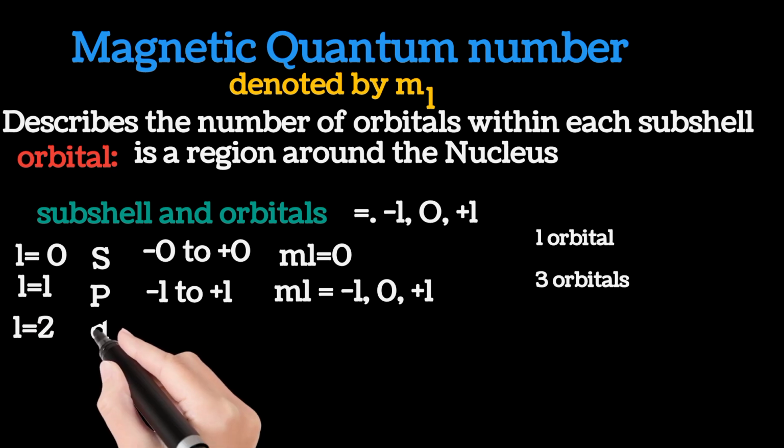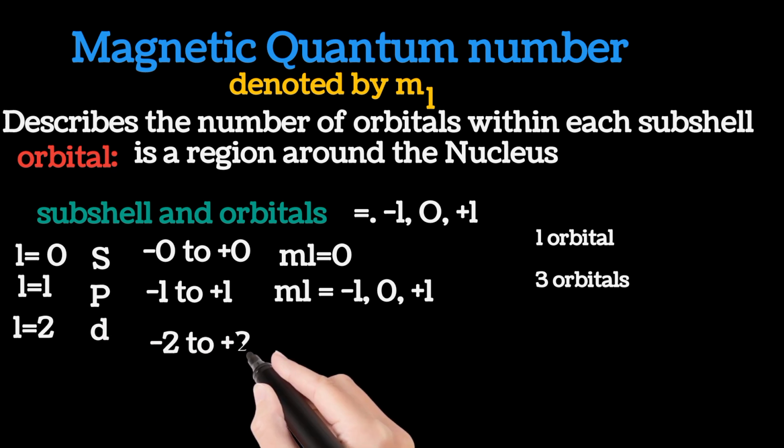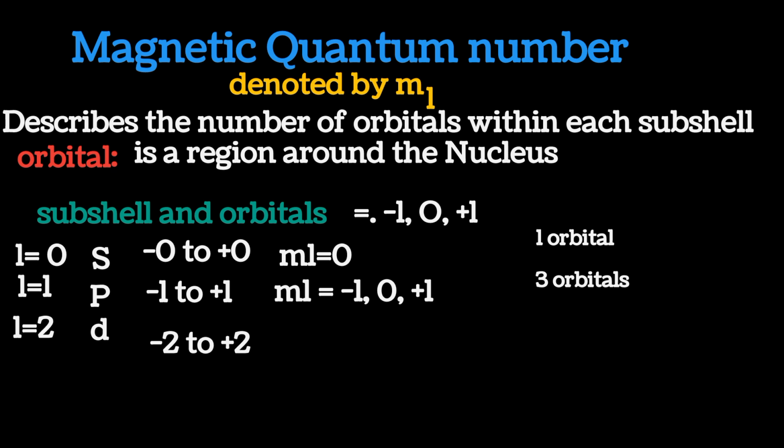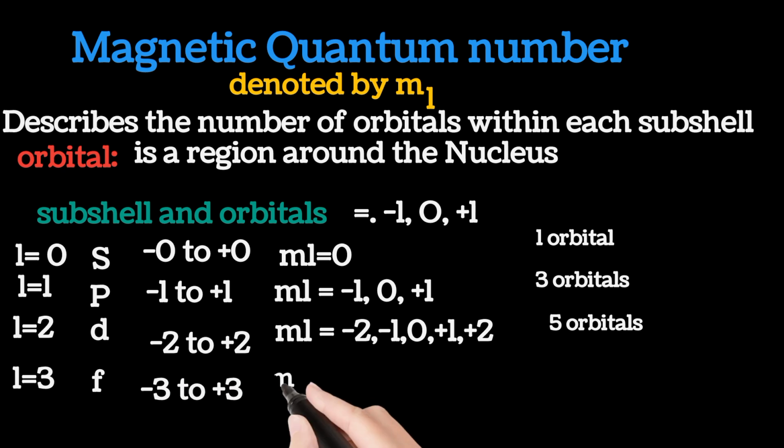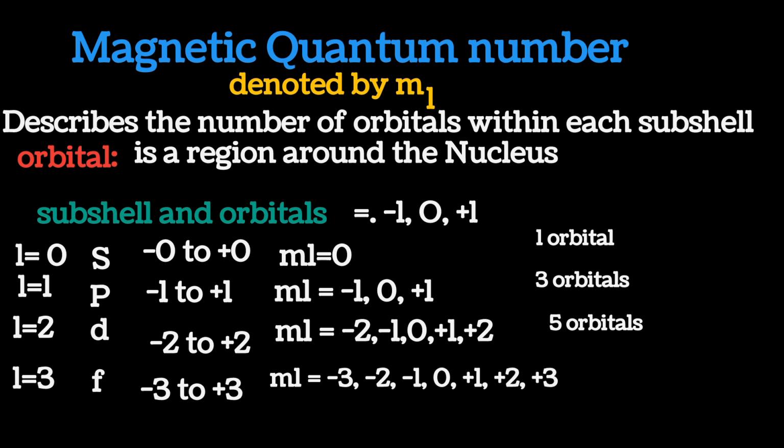When l equals 2, which is our d sublevel, we're going to take values from -2 to +2. So m sub l will be -2, -1, 0, +1, +2. If you count, -1 is 1, -2 is 2, 0 is 3, +1 is 4, and +2 is 5. So we have 5 orbitals. When l equals 3, that is our f sublevel. It will take values from -3 to +3. So m sub l takes values -3, -2, -1, 0, +1, +2, +3. And that gives us 7 orbitals. So in the f, when l equals 3, we have 7 orbitals.